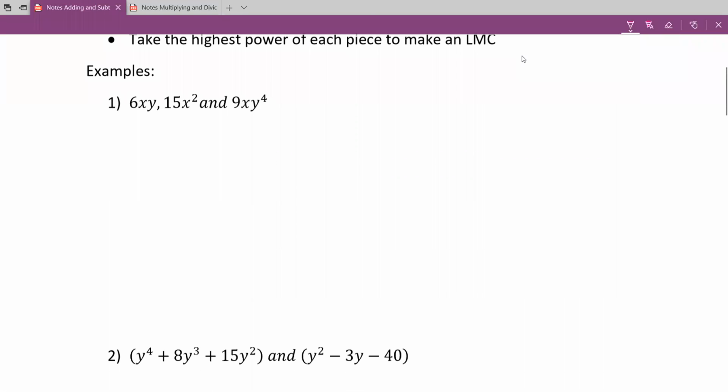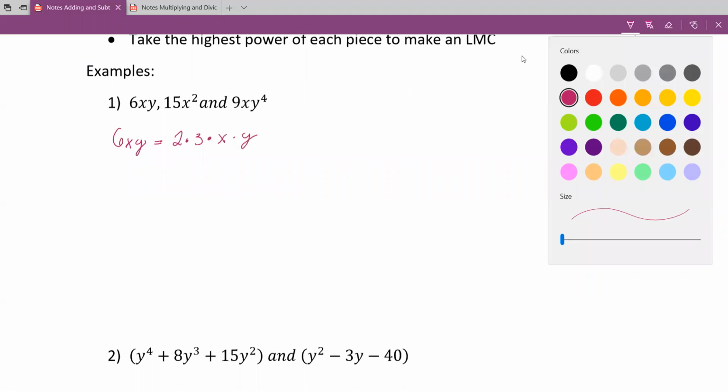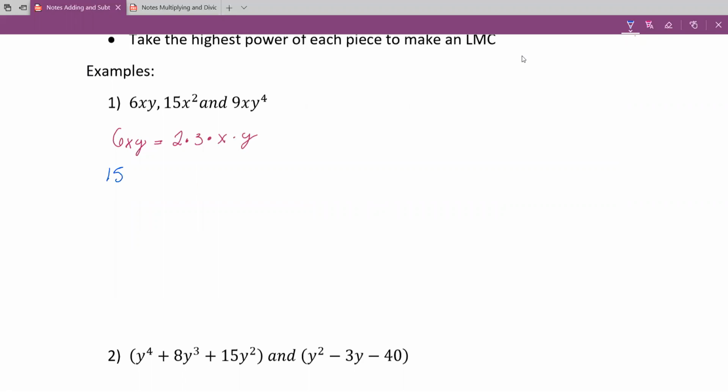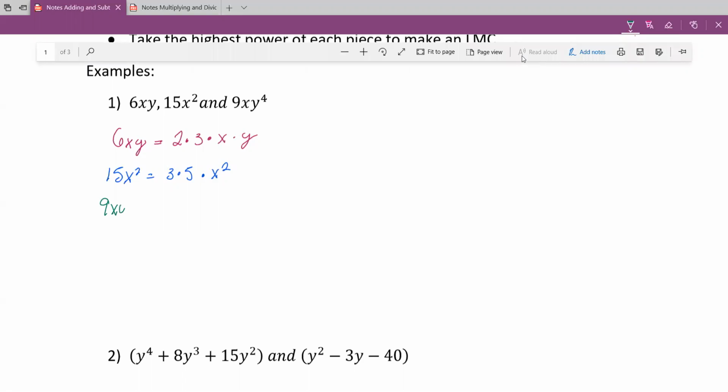So if we look at example number 1, we have 6x squared y. Well, I know 6 is really 2 times 3, and then times x squared times y. Then I can look at 15x squared. Well, 15 is really just 3 times 5 times x squared. And last but not least, if I take 9xy to the 4th, I know 9 is 3 squared times x times y to the 4th.